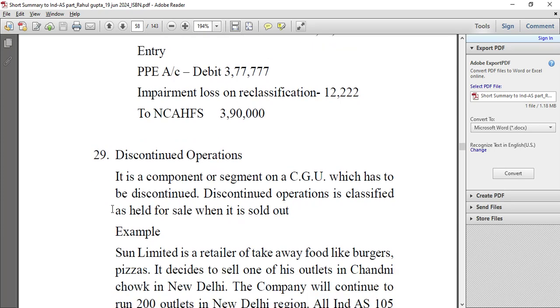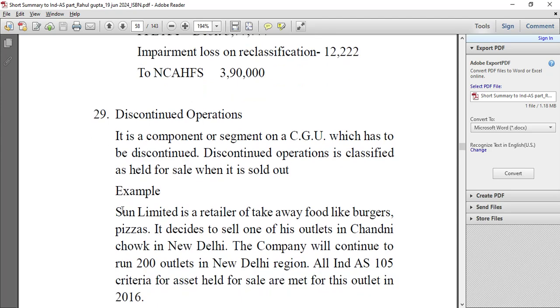Discontinued operations. It is a component or segment of CGU which has to be discontinued. Discontinued operation is classified as held for sale when it is sold out. Sun Limited is a retailer of takeaway food like burgers, pizzas. It decides to sell one of the outlets in Chandni Chowk in New Delhi. The company will continue to run 200 outlets in New Delhi region.